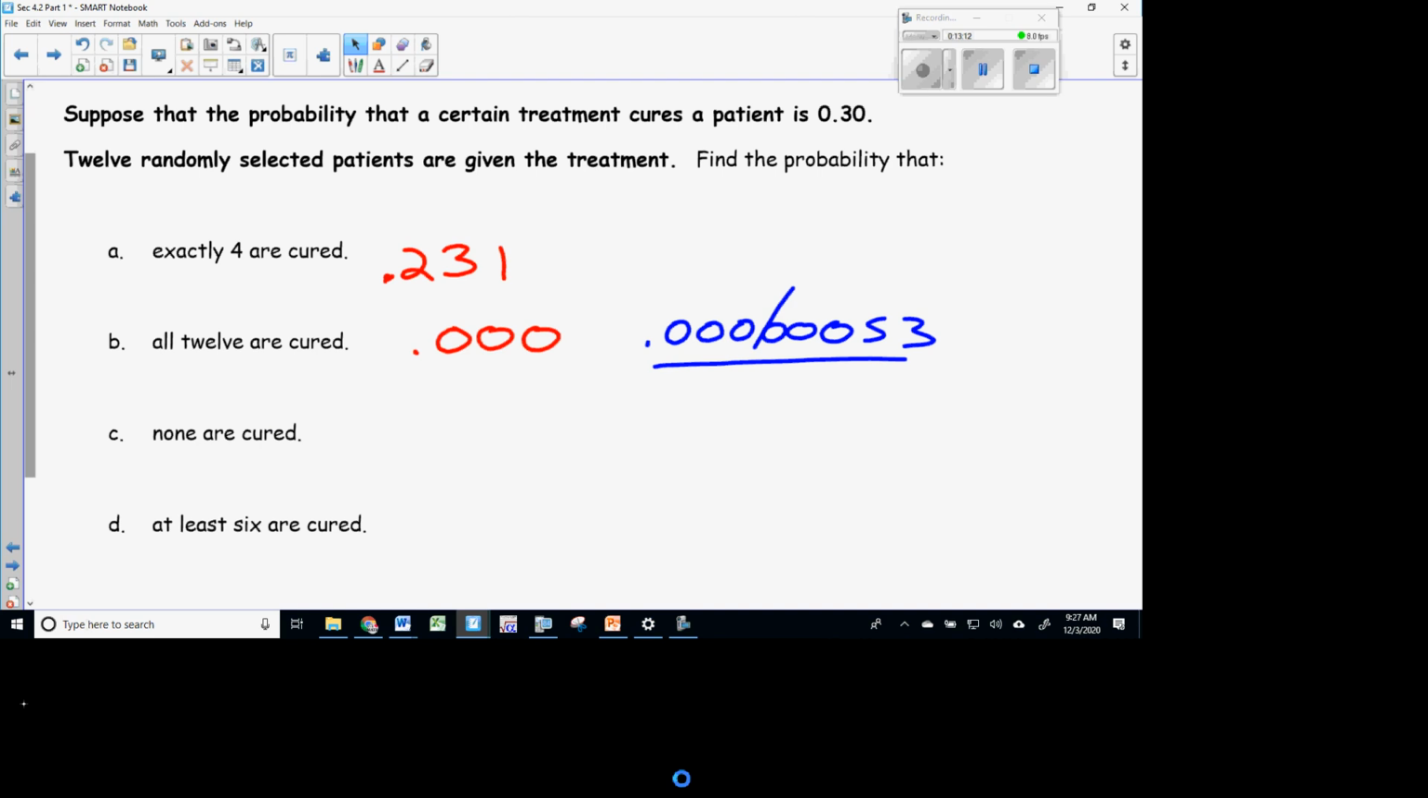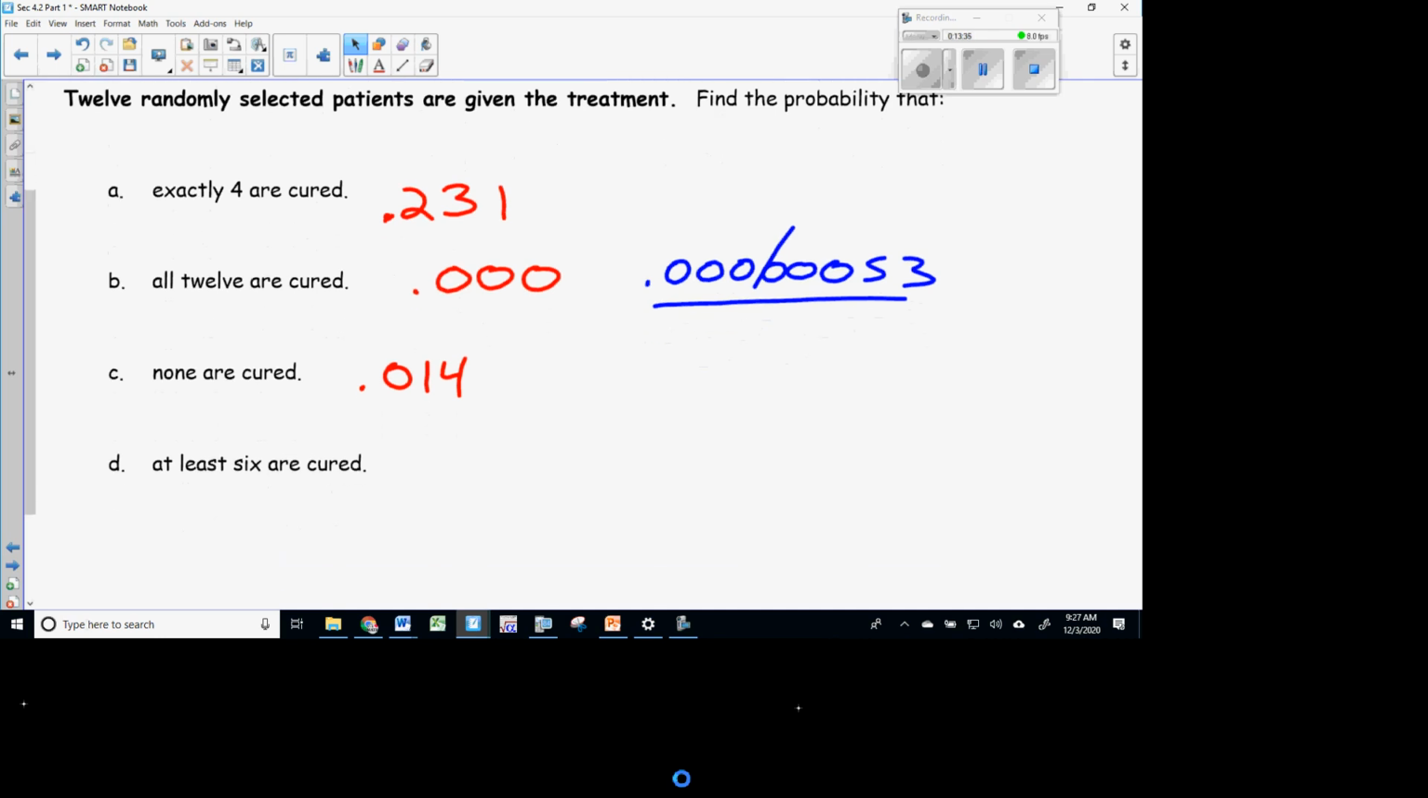What about none over here? That's pretty simple, just looking up a simple number, right? Where this gets a little more interesting is they get questions like D. What if at least 6? What would that mean?